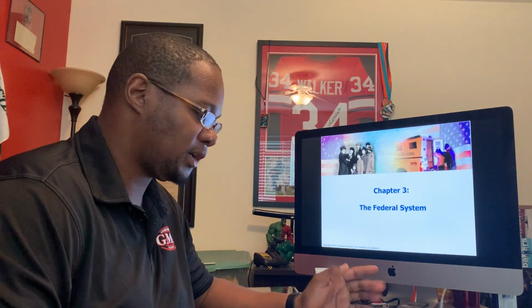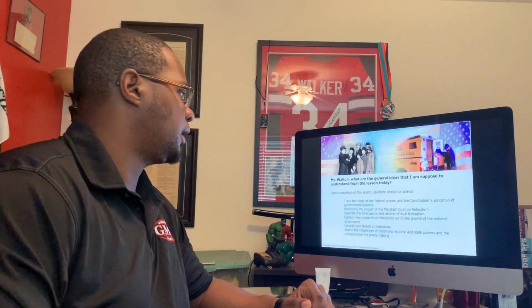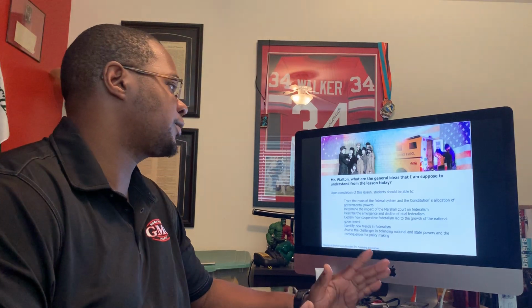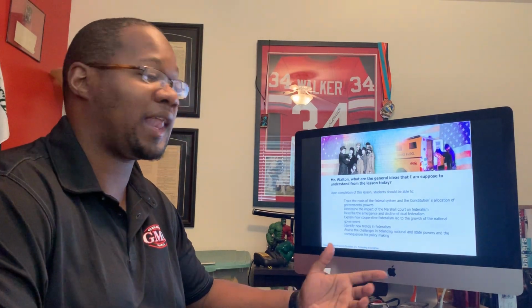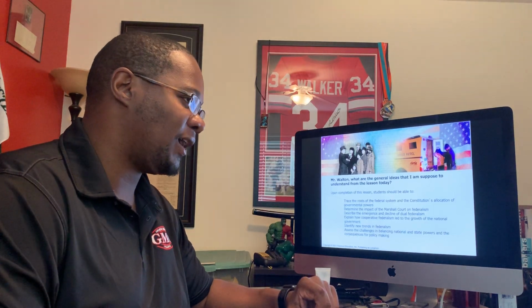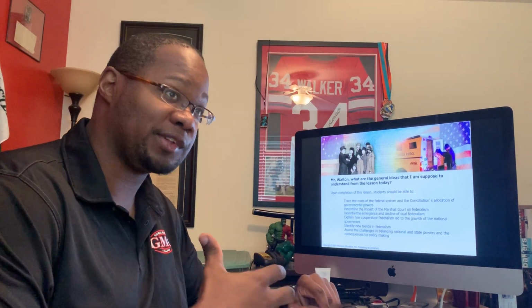And chapter 3 is going to cover the federal system. So what we're going to understand from today is we're going to trace the roots of the federal system and the Constitution's allocation of government powers. This is how much power is given to either the national government or the state government.